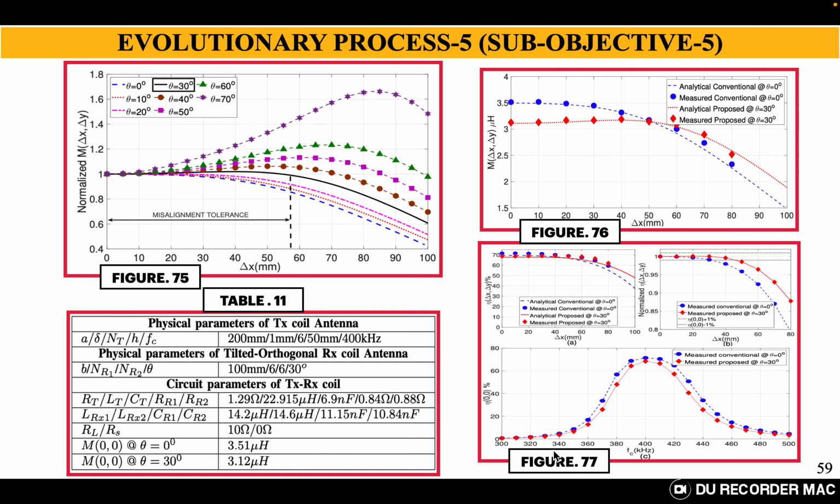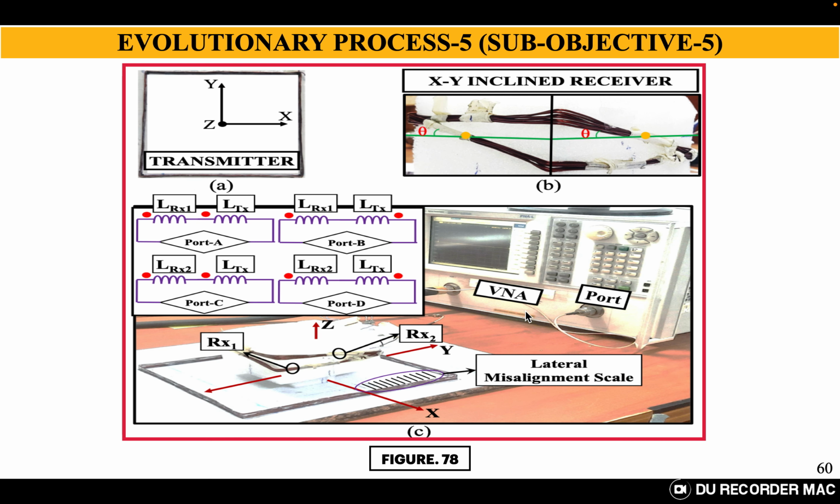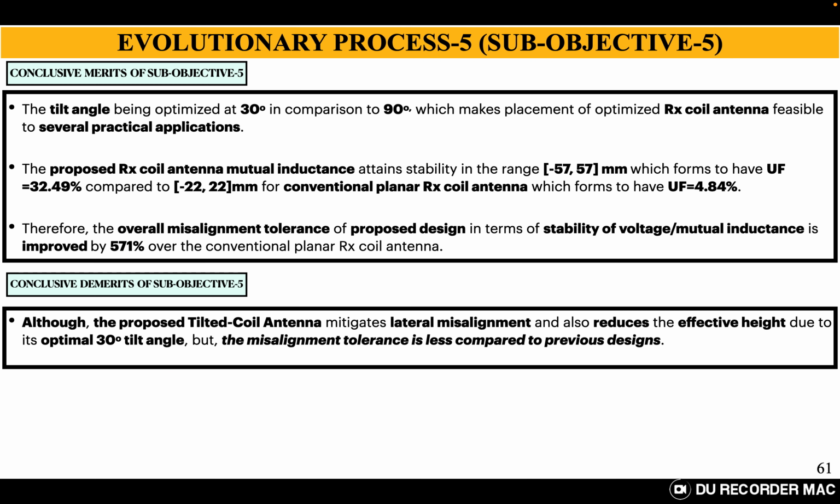Figure 77 shows the normalized efficiency evaluations, both with respect to the misalignment and with respect to the frequency at which we have targeted. The target frequency is 400 kilohertz. So this is the XY inclined receiver coil, as you can see over here. This is RX1 and this is RX2. Both are connected individually, and we have connected them in series. So this is the experimental setup.